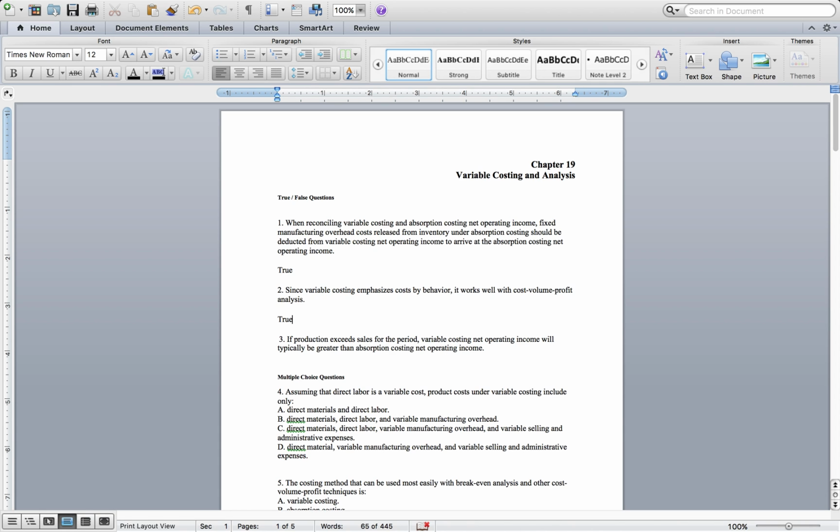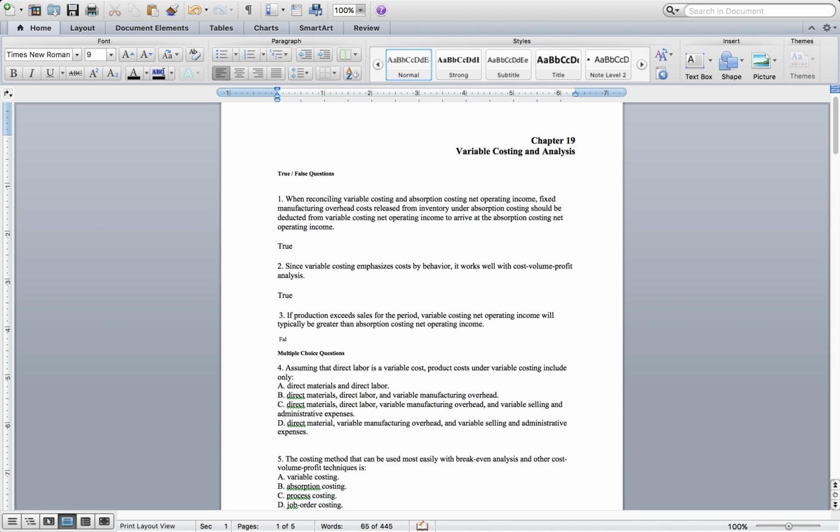Number 3 now. It says here, if production exceeds sales for the period, variable costing net operating income would typically be greater than absorption costing net operating income. That one is actually going to be false. Again, just because that happens doesn't mean it's higher.